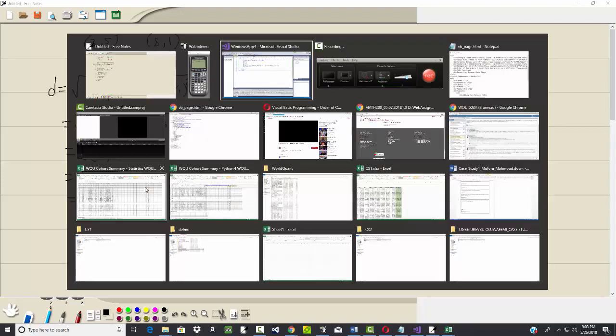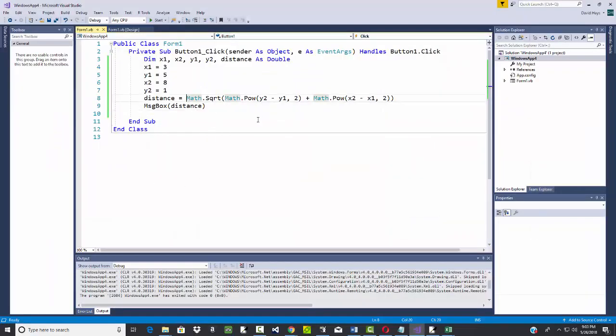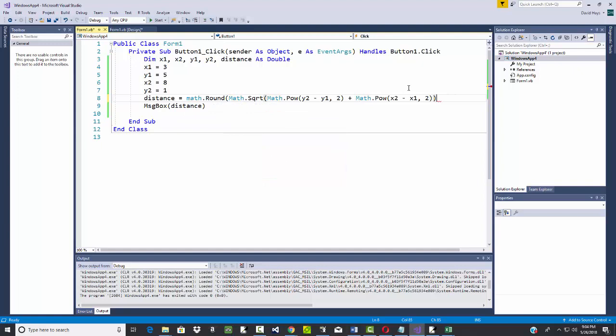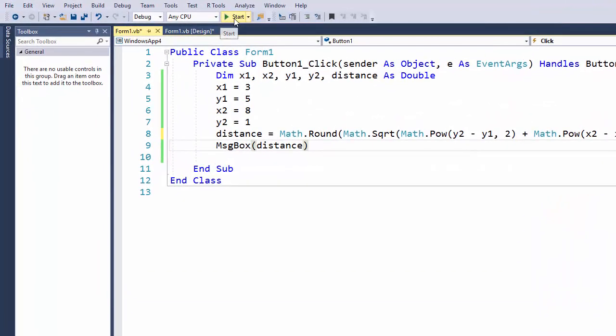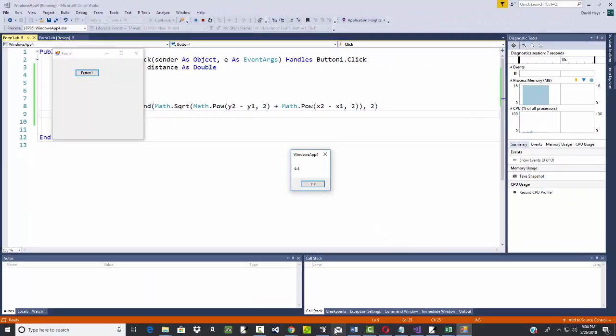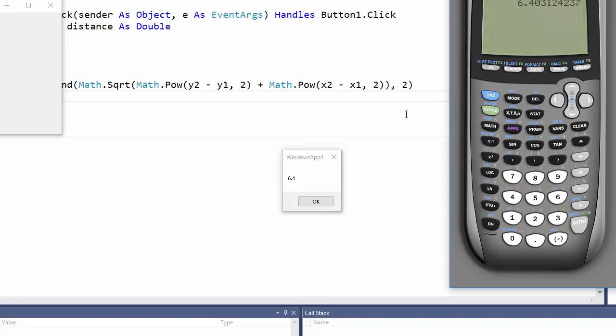Maybe I want something additional to that. It comes up the square root here. If I do a math dot, you see there's a round. So I choose round, do a comma, and it rounds to the specified integral value. So I come over here, put in comma 2. Now if I run this, it should round it to 2 decimal places. Or run it. 6.40, was that what it was? Let's see, 6.40. Okay, that makes sense.